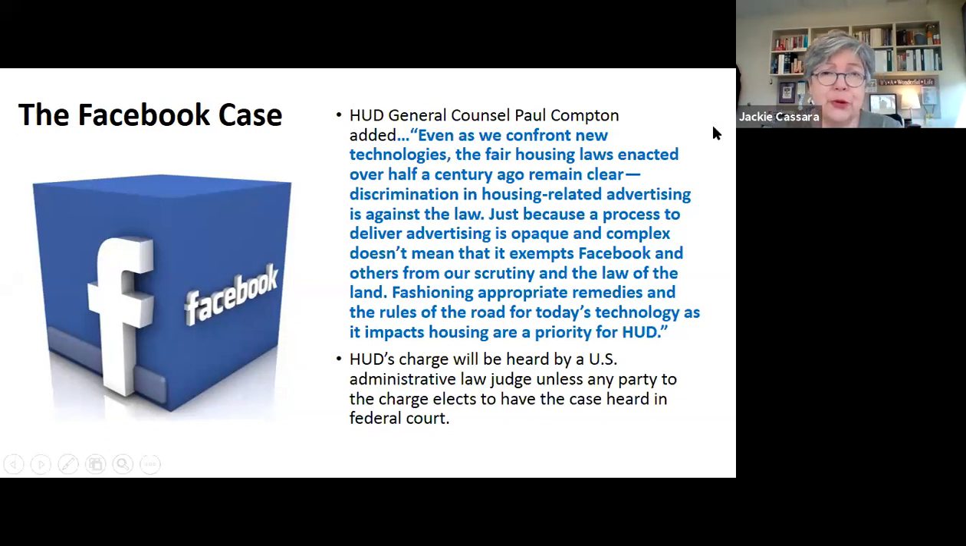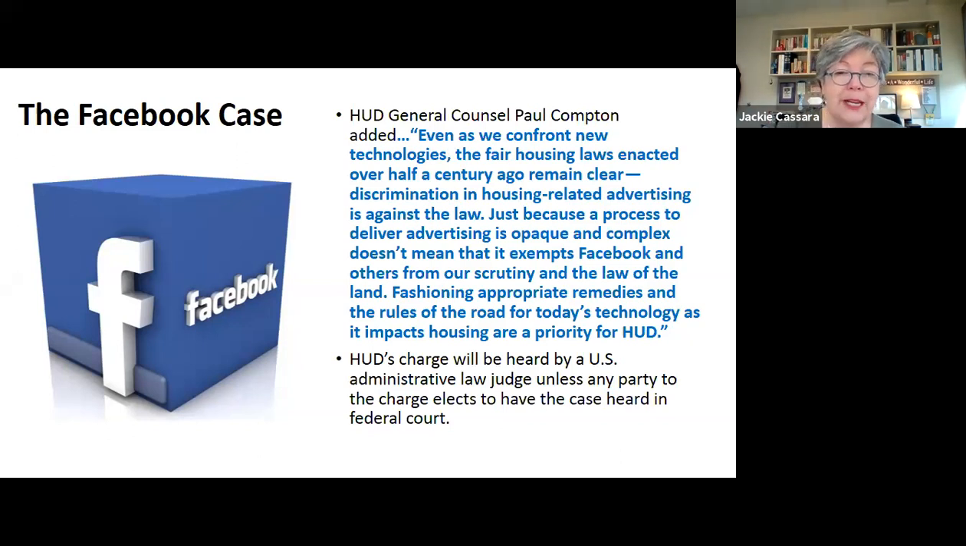The prosecutor in this case, in making his case, said that even as we confront new technologies, the fair housing laws enacted over half a century ago remain clear. Discrimination in housing-related advertising is against the law, period. Just because a process to deliver advertising is opaque, you can't see through it, and complex, doesn't mean that it exempts Facebook and others from our scrutiny and the law of the land.